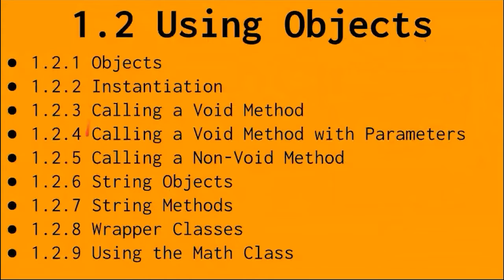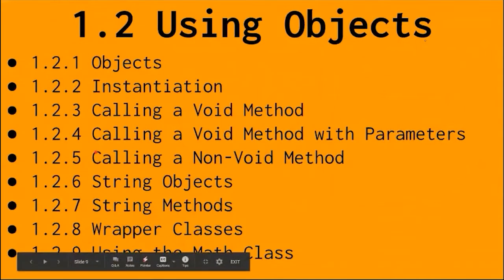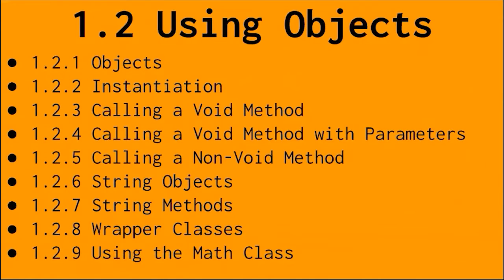We're going through all of these, and right now we are on 1.2.5, calling non-void methods. That means a value can be spit out of a method, and you can use that value for other things.